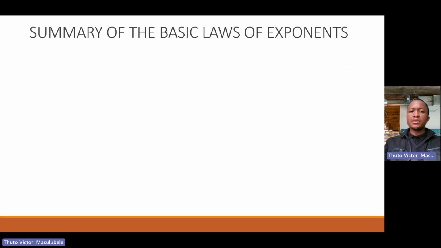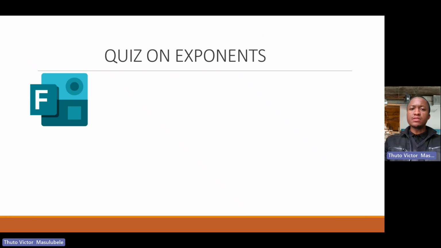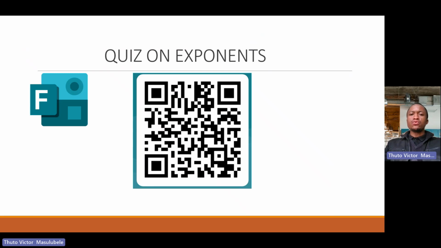So to summarize the basic laws of exponents, those are our laws of exponents, grade 8 learners. Remember, when multiplying powers with the same base, you keep the base, you add exponents. When dividing powers with the same base, keep the base and subtract the exponents. When raising a power to another power, you keep your base and you multiply the exponents. And remember, by definition, any base to the power of 0 will give us 1, provided that that base is not equal to 0.